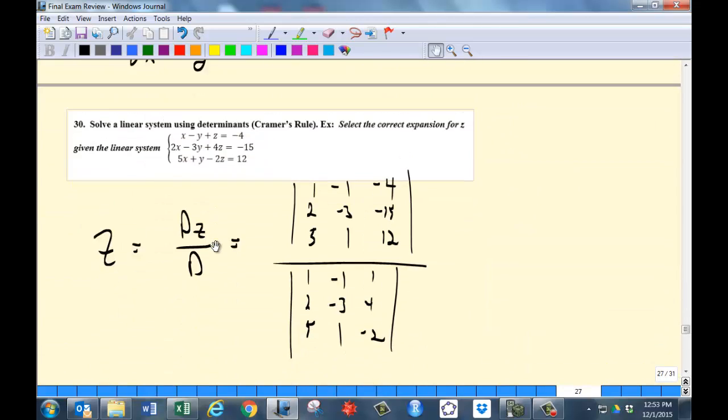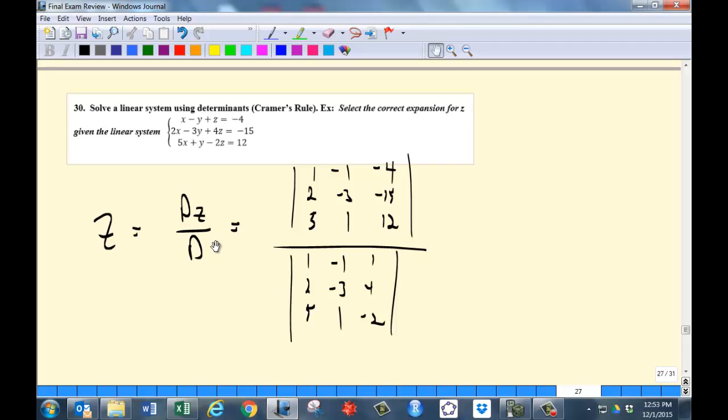Okay, so Cramer's rule, you want to do the determinant here, which for the correct expansion for z is just to take whatever z is, so 1, 4, minus 2, and replace that with the solutions. The x's and y's will stay the same. So this is the expansion for z, and then it's divided by the determinant, which is just 1 minus 1, 1, 2 minus 3, 4, 5, 1 minus 2. So that's going to be here.